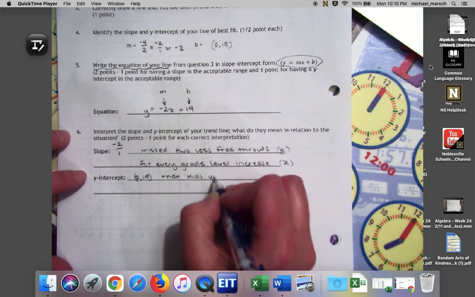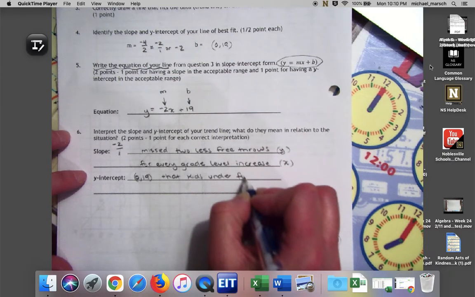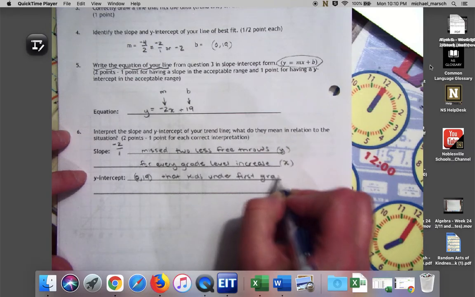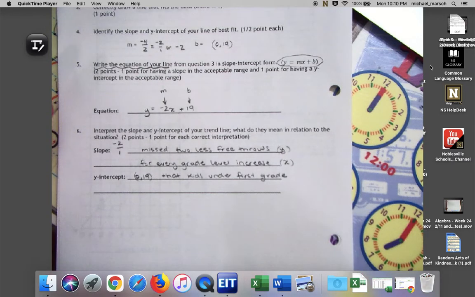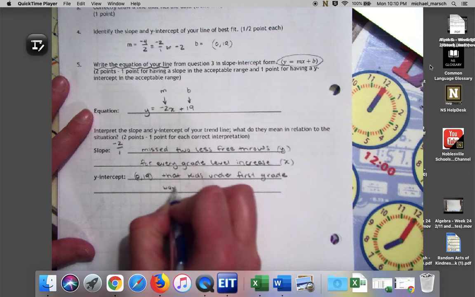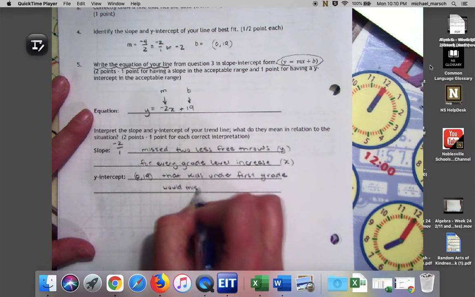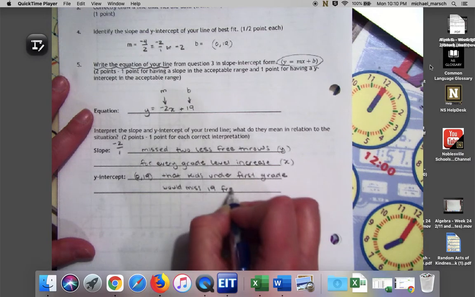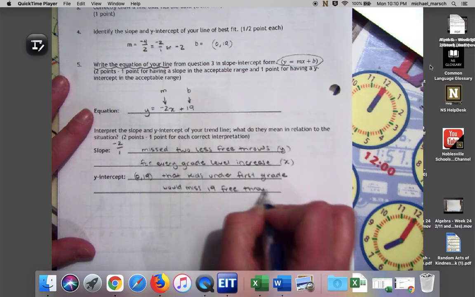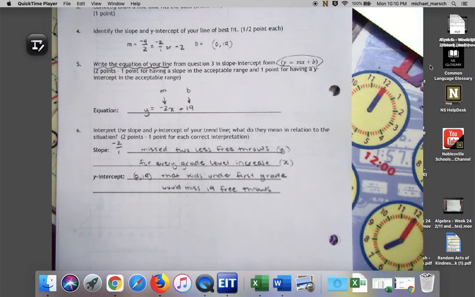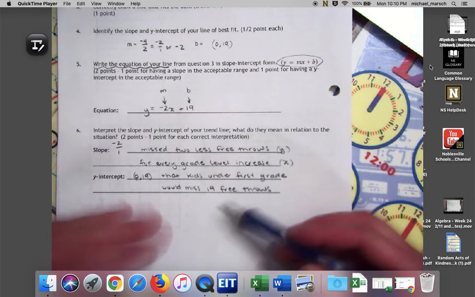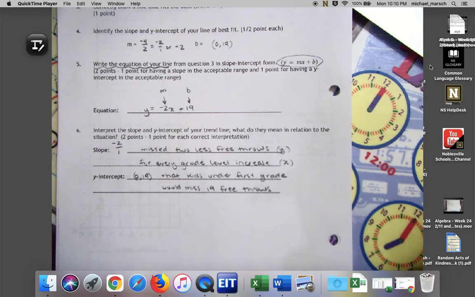kids under first grade, because that 0 is kids that maybe are in kindergarten or preschool, would miss 19 free throws, right? Because they're little, they can barely get it to the basket. I've shown you guys videos of my child, like he can barely get it there. So it makes sense that they wouldn't get many baskets. I mean, 1 would be a miracle, right? So that's what that means.